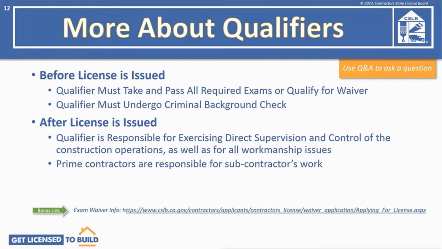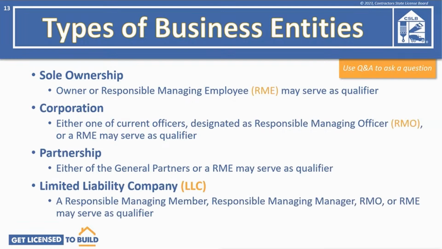After the license is issued, the qualifier must be in a position to exercise direct supervision and control of the company's operations. They are also responsible for all workmanship issues. It is also important to note that if you are trying to get a B general building contractor license and you hire subcontractors to work under you, you are responsible as the project's prime contractor for the work that they do.